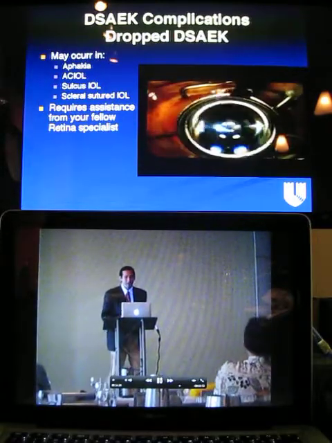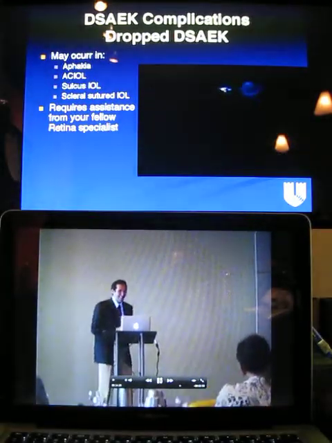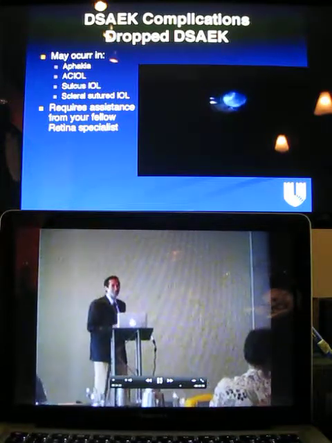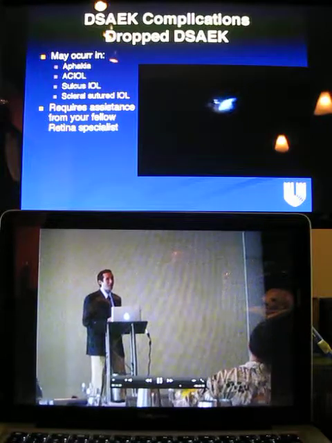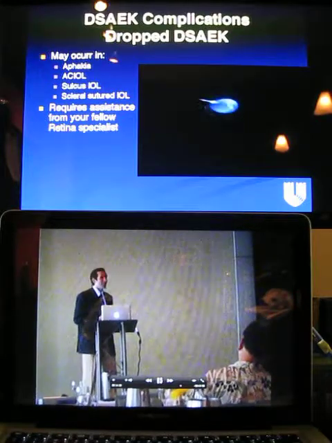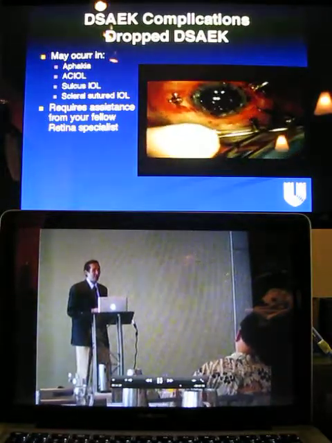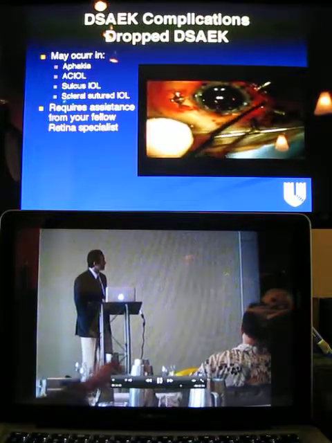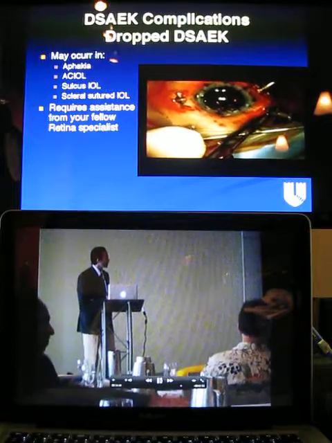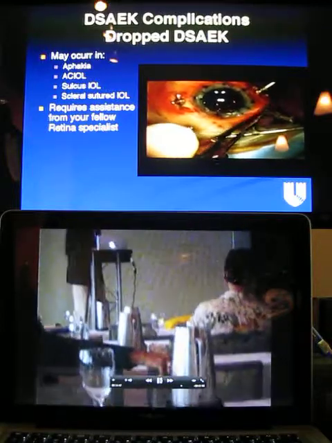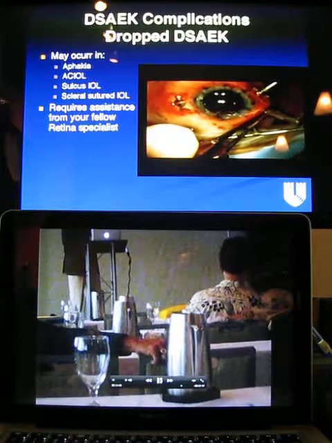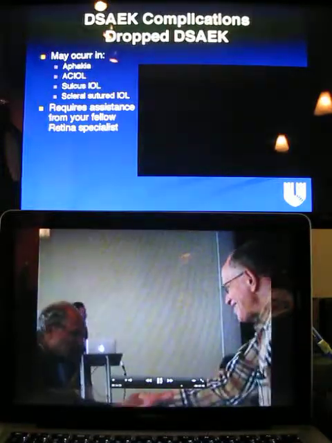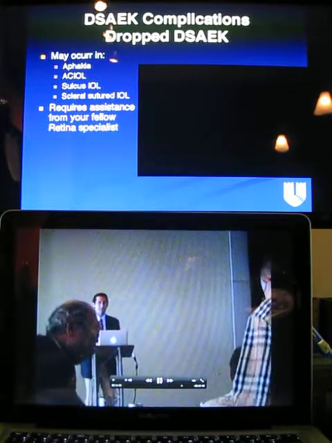A rare complication is dislocation of the DSAEK lenticule into the posterior chamber. This has been described in patients that don't have a capsular bag zonular apparatus that is intact. It's happened in aphakics, ACIOLs, sulcus IOLs, and sclerally sutured IOLs. This, of course, requires the assistance of your fellow retina specialist, where you do a lenticulectomy, pars plana, and then you see penetrating keratoplasty for this patient.